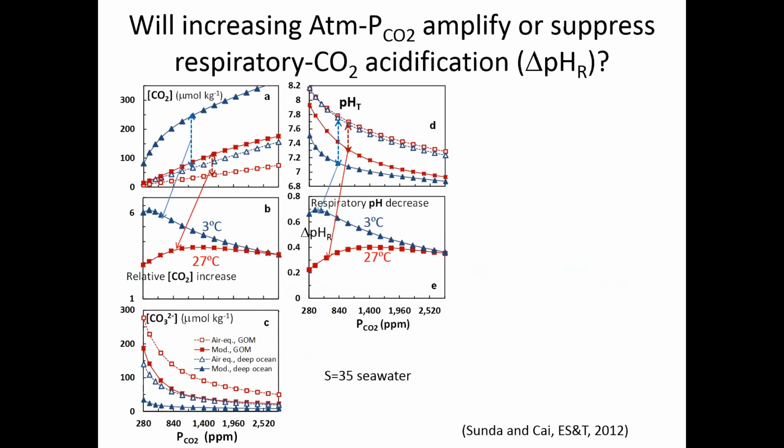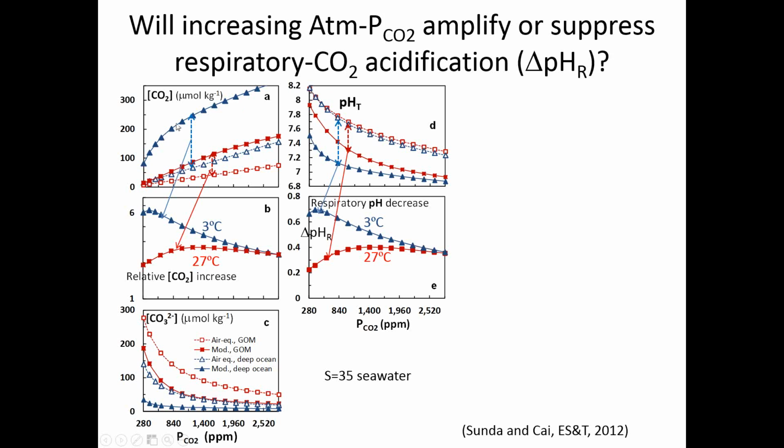So then it would be really interesting to ask how will this respiration signal change as the atmospheric CO2 keeps increasing in the future? Will it amplify or suppress this respiratory CO2 acidification, or this delta pHR? So here we present two cases. Actually, this is seawater only, salinity equal to 35. So there's no fresh water mixed in, just for simplicity here.